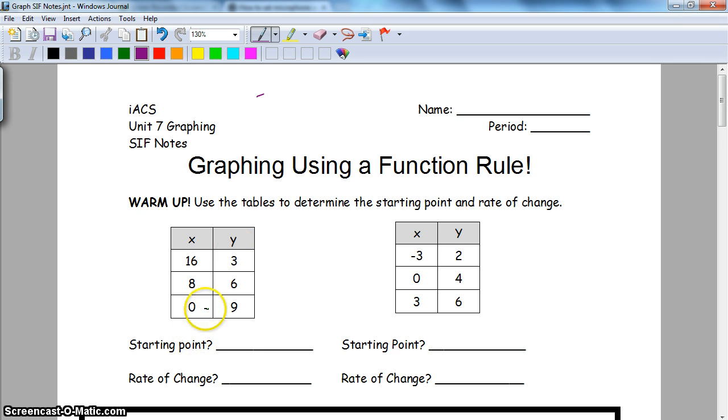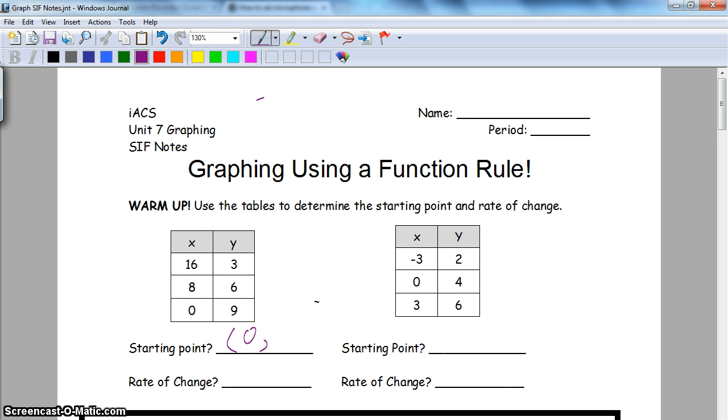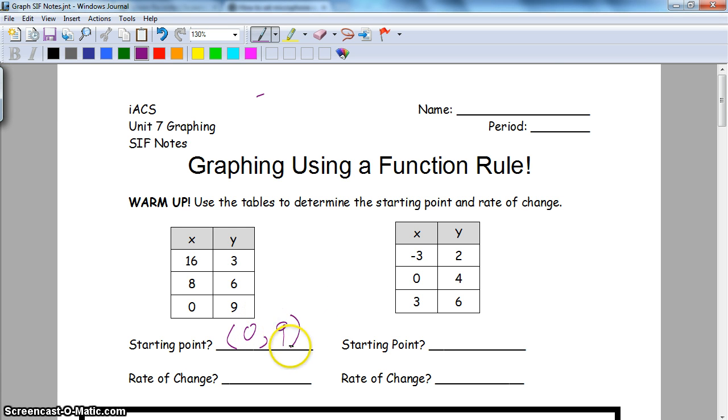The starting point. Remember, yesterday we talked about the starting point was always 0, something. So in this case, 0, 9. 0, 9 is the starting point. Now, as far as the rate of change, that's the slope. So you can do that by doing your jumps. Goes up by 3, up by 3. Our x goes down by 8 each time.